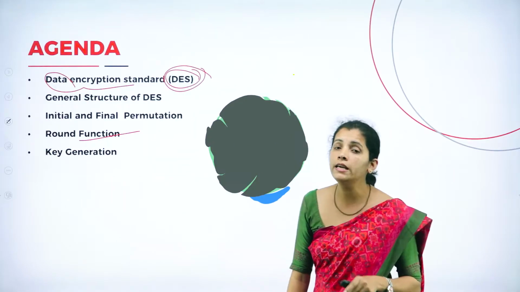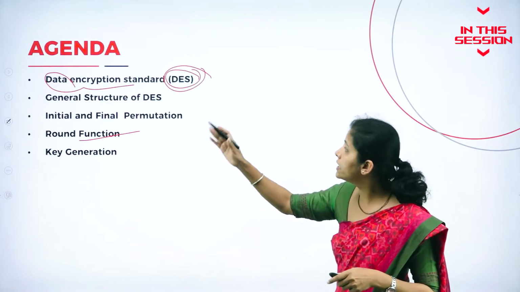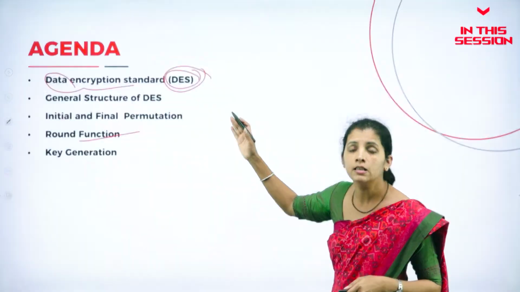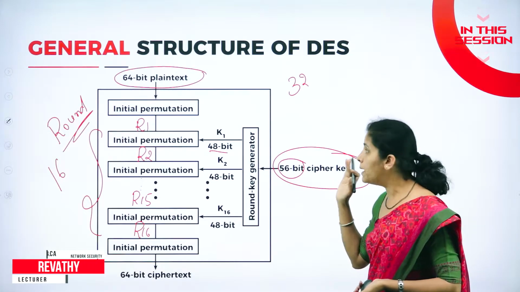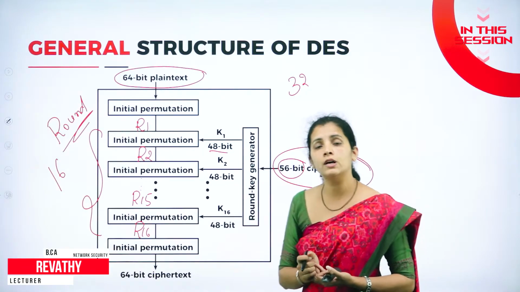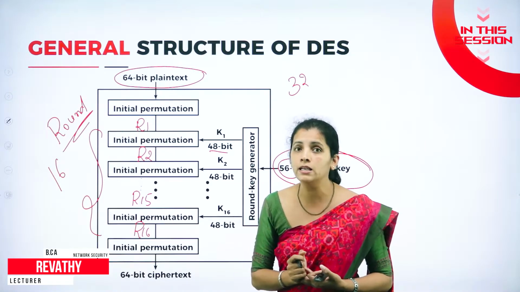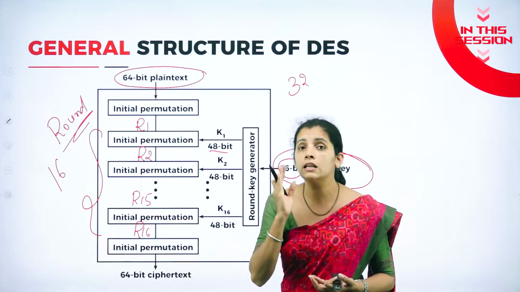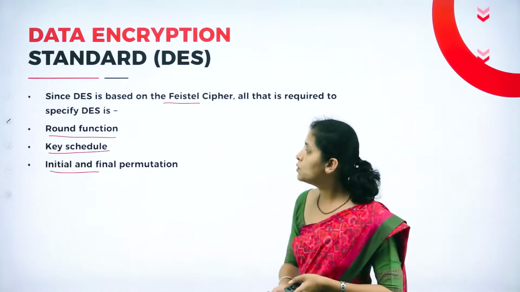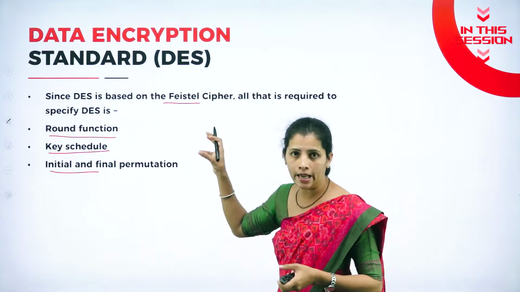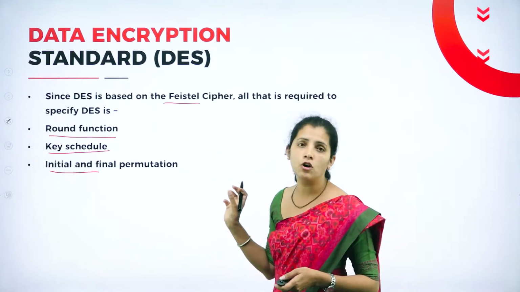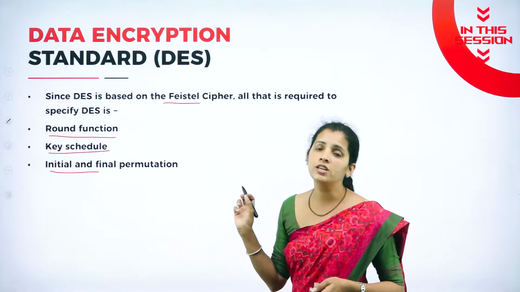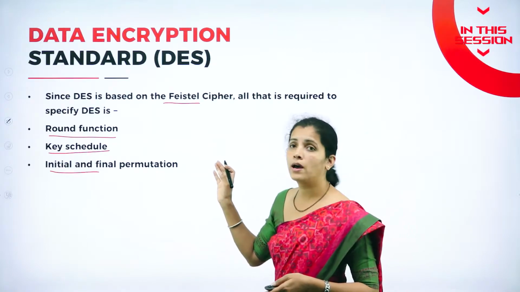So here DES stands for Data Encryption Standard. The actual length of the key is 64-bit, but in DES I'm going to consider only 56-bit and I'm going to discard last 8-bit. So when I consider any DES, that must include round function, key scheduling algorithm as well as initial and final permutation.